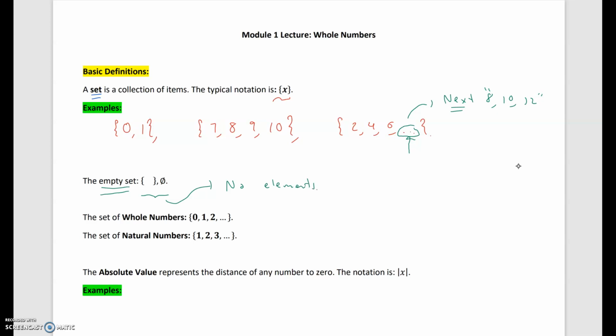As part of the definitions, in this module, most of the work that we're going to be doing contains whole numbers, and by definition, whole numbers start at 0, and then it contains every integer afterwards. Other problems are going to have natural numbers, so the only difference on the natural numbers is that they start at 1. And notice that both of these sets actually continue indefinitely, so they have the pattern that they go on and on and on.